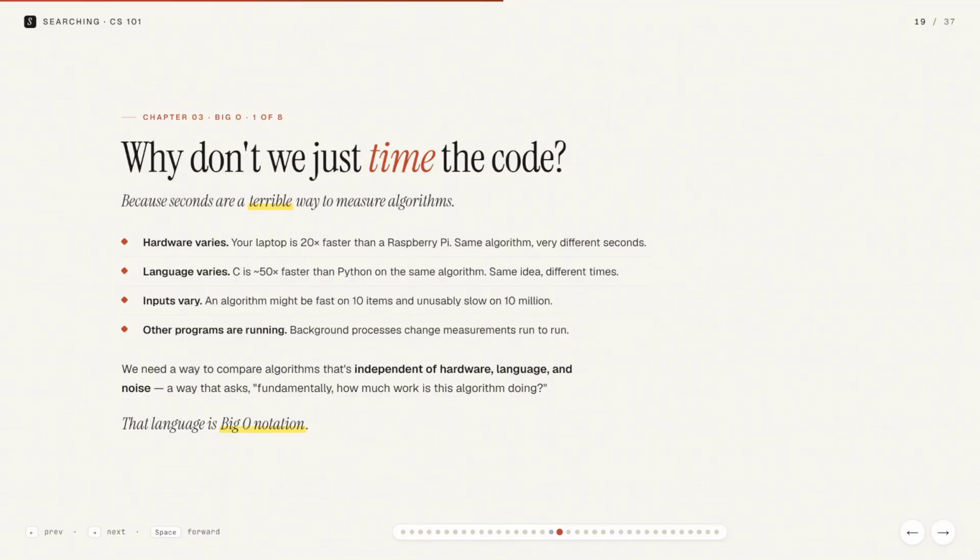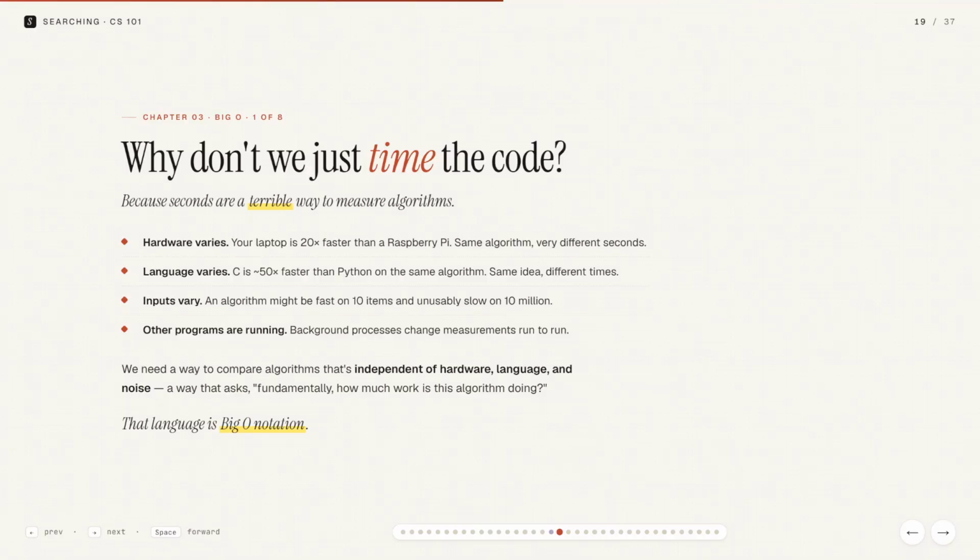If someone says timing has noise, well, right. Reason number 4. Your laptop has Chrome and Spotify running. Each run gives you slightly different milliseconds. Timing has noise. An algorithm description should not. Here are the 4 reasons on the screen. Hardware varies, language varies, inputs vary, noise from other programs maybe. Stopwatches tell you about one specific run on one specific computer with one specific input, and we need something better.